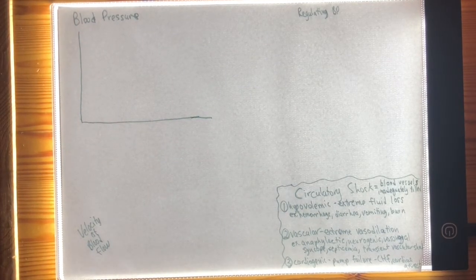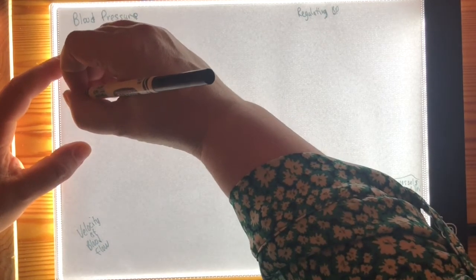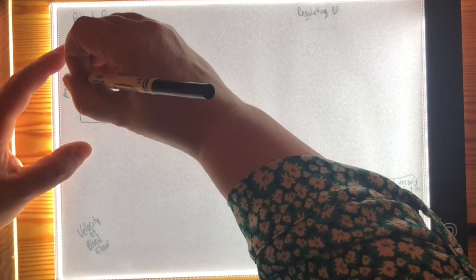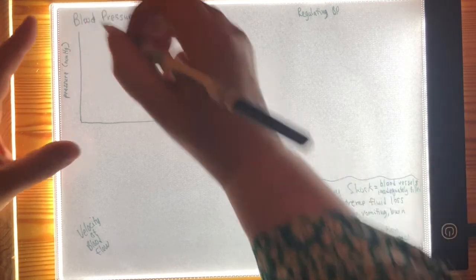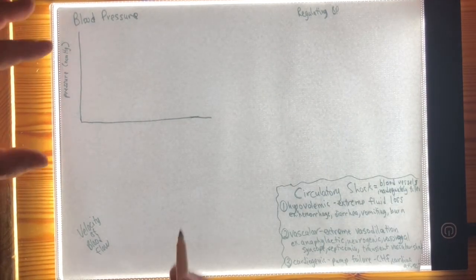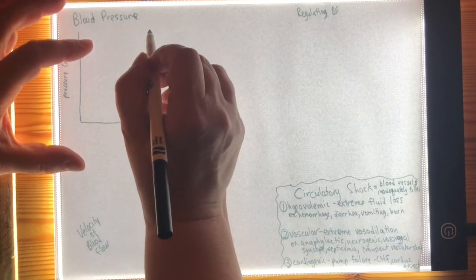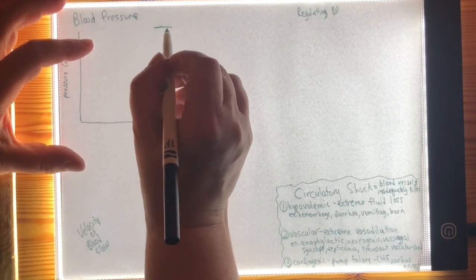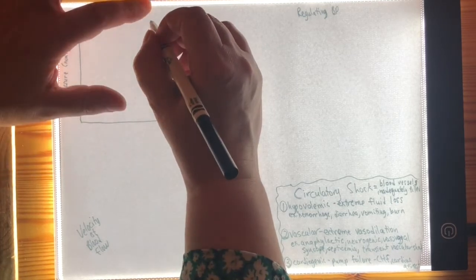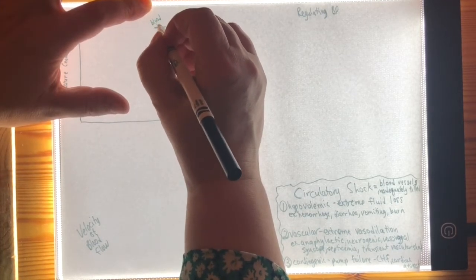Right, so let's move on to blood pressure. We're going to draw an XY axis here. On the y-axis, we're going to be drawing pressure in millimeters of mercury. It's a typical way that we measure pressure in multiple aspects in this class. But I wanted to take a moment and describe what blood pressure actually is, because I think it can be a little bit misunderstood. So we just want to make sure we're all on the same page with this one.